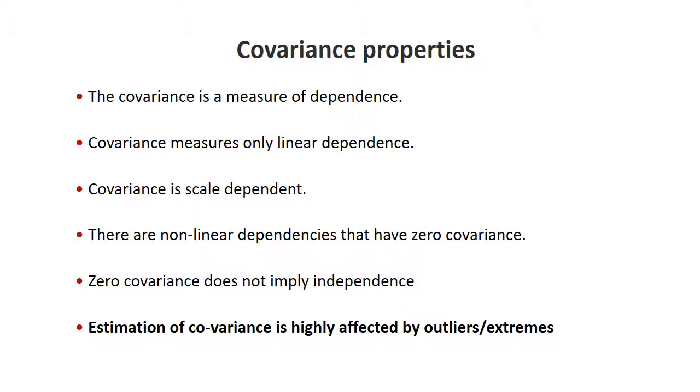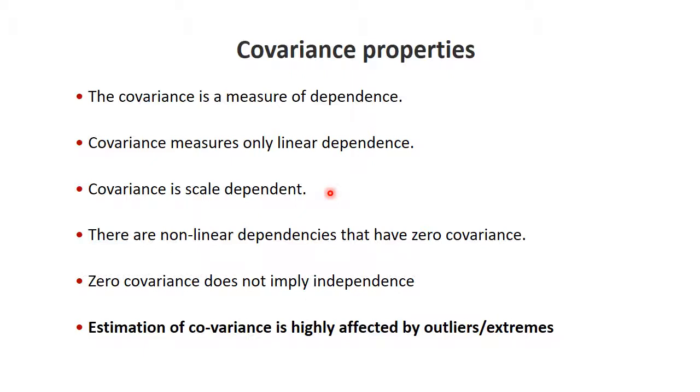A couple of properties that we will recall: it measures only linear dependency. So if your multivariate data set has dependencies that are not linear, then we cannot apply this concept. Obviously the covariance is scale dependent because it has the variance in it, and as a consequence of the first two, nonlinear dependencies may show up as zero covariance.